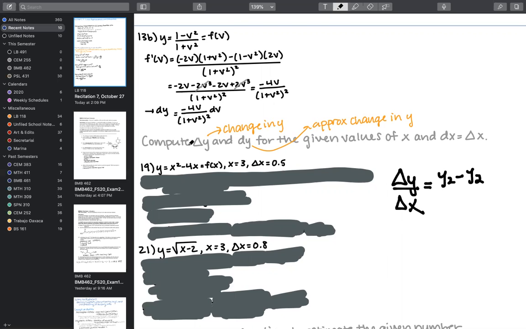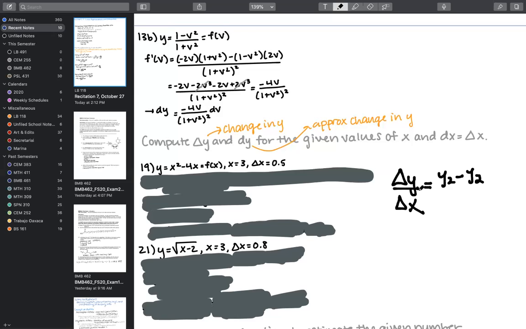Like I said, we're going to compute both delta y and dy. These are going to be two independent aspects of this problem. They really aren't going to interact much, so one of these is not going to be an intermediate step for the other. It's just find delta y and then also find dy. We're going to do that for the given values of x and dx is equal to delta x. We'll come back to these two terms that are set equal here towards the end of the problem. But if you notice, dx is not noted here, and so for them to point that out, that means that we're probably going to have to take into account this property to finish this problem.